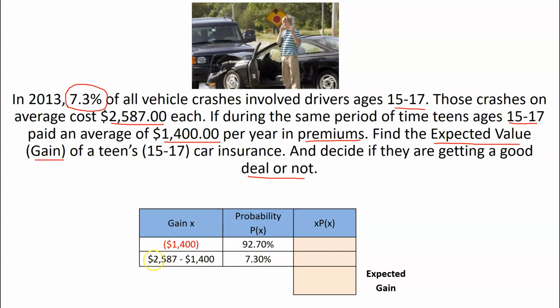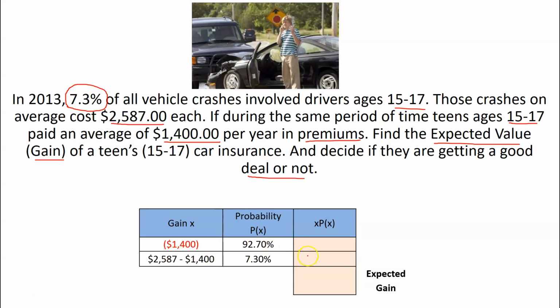So you take the average cost. Here's the part most people forget. The insurance company didn't actually lose out at $2,587 on average because those people were still paying their premium. So they only lost out on the difference here. So I've got to subtract. Lots of people forget that, hey, I paid money to get them to pay me money. And so you're only gaining the difference.